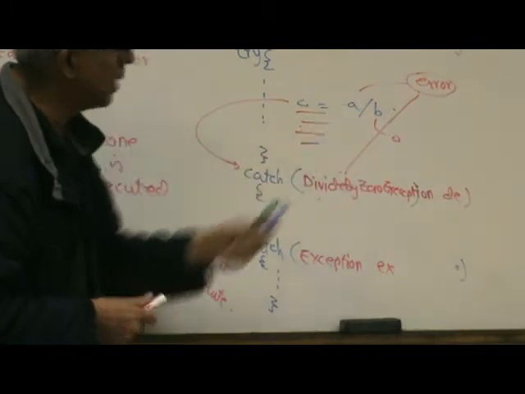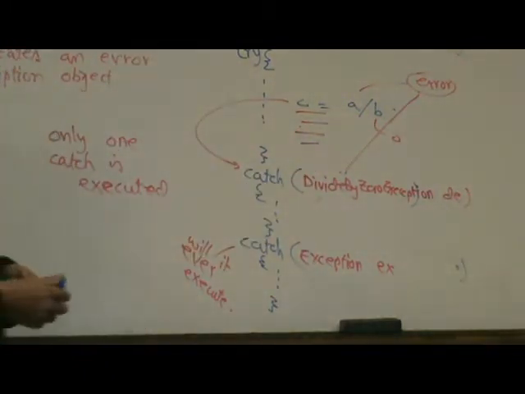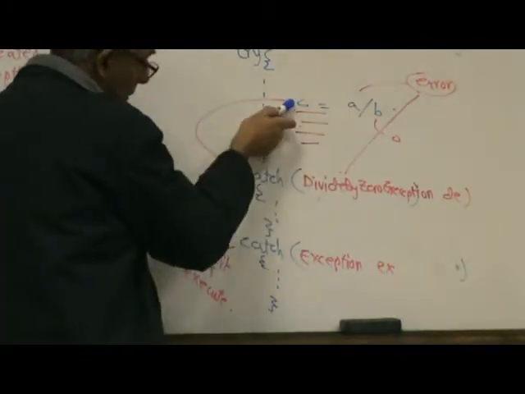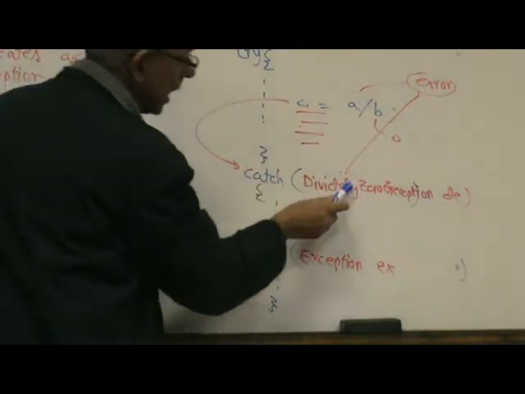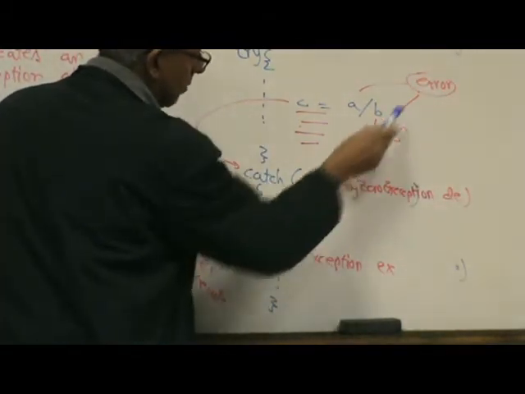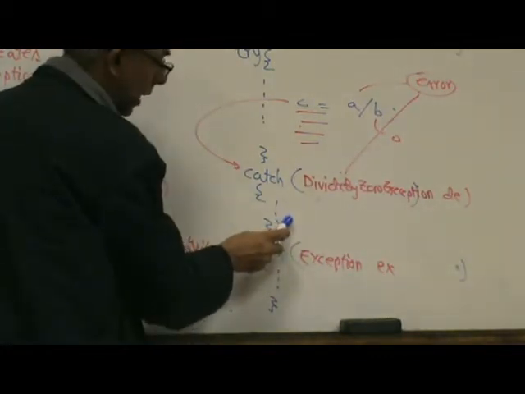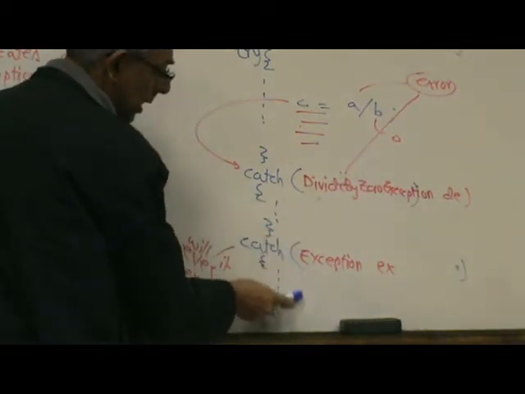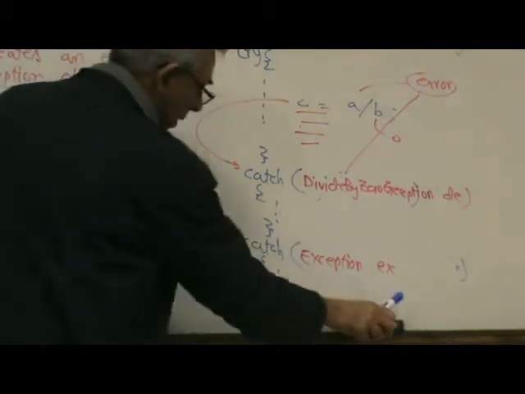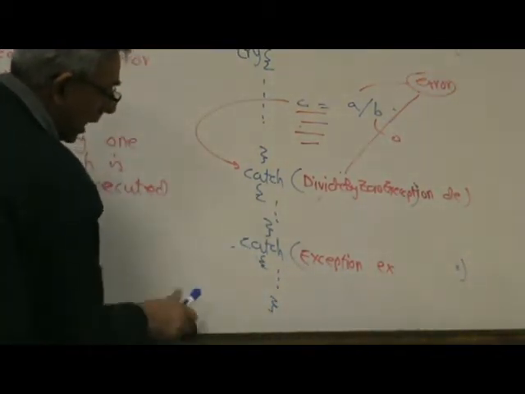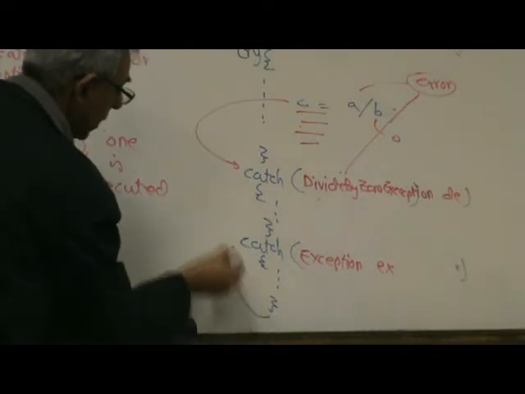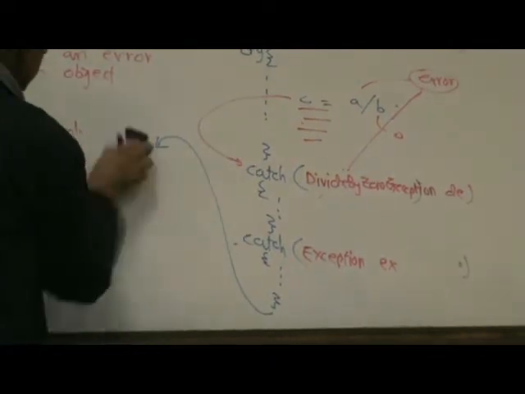So now let's take a look. In fact, the divide by 0 error occurred. If the divide by 0 error occurred, the computer will get out and look for the first catch. Does it match this one? So it will execute this one. Then what will happen? Will it go to the next catch and execute that one? No.